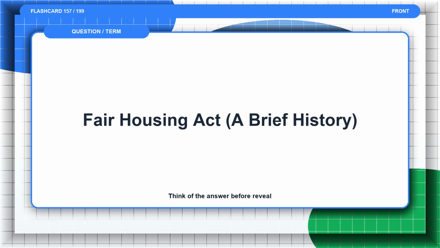Flashcard 157. Fair Housing Act. A brief history. Pause and think of the answer before the reveal.